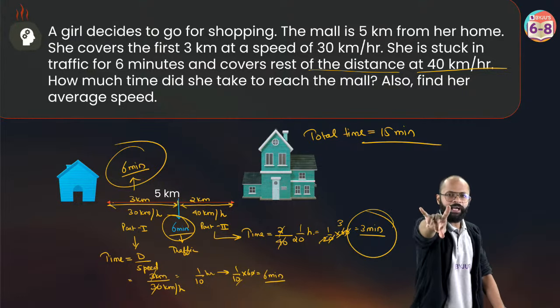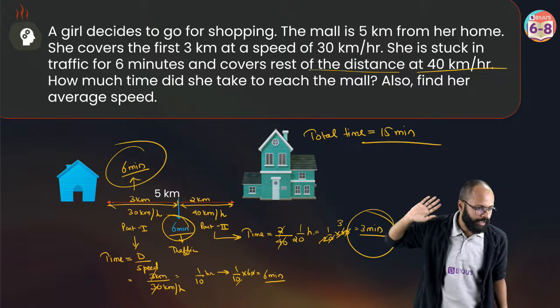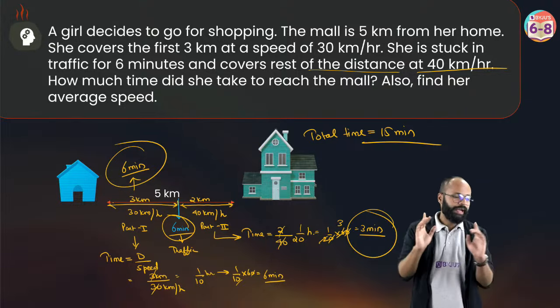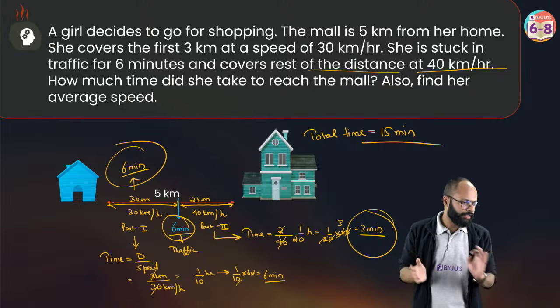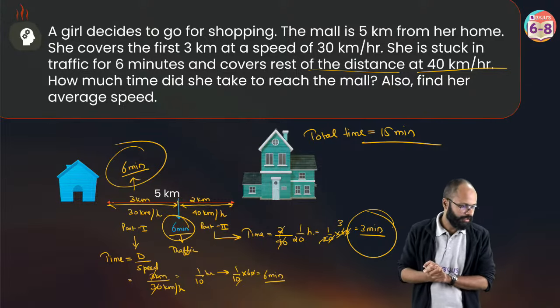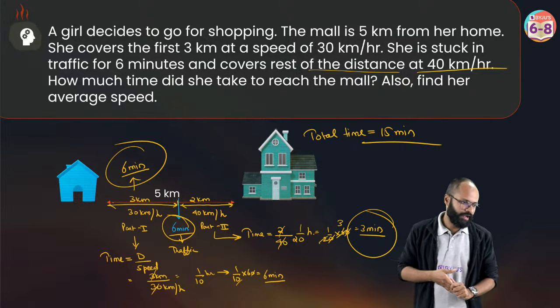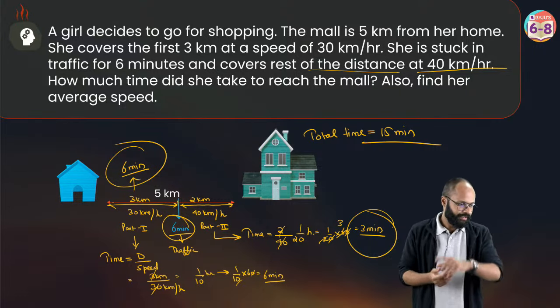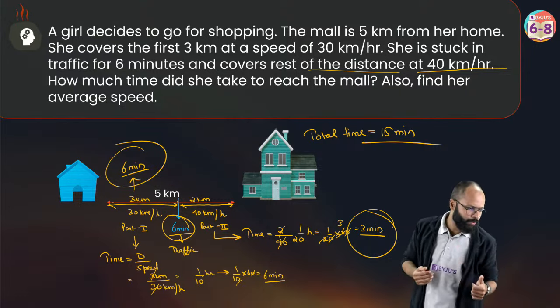How many people got it? Did you get 15? Yes? Tell me quickly. Getting 15. Everybody got 15. Yes? Piyush? Yes. Come on, got it. Okay? No. Ajay, why? What happened?